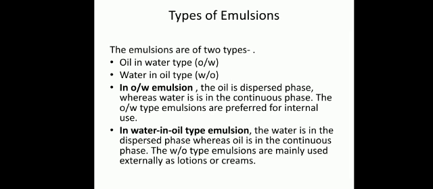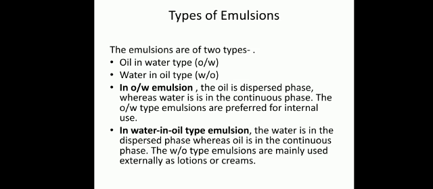Now, types of emulsions. The emulsions are of two types, oil in water type and water in oil type. Now, oil in water type emulsion. In this type of emulsion, the oil is dispersed phase, whereas water is the continuous phase.